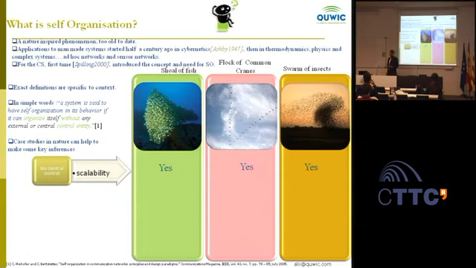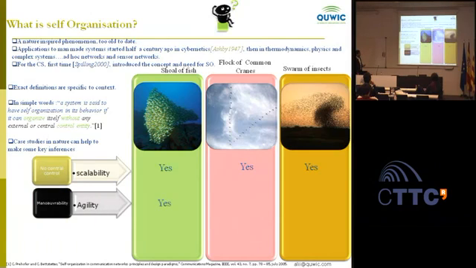Meaning you won't be able to identify a leader fish in the thousands of fish. You won't be able to identify a leader bird, or a leader insect. But still, they are behaving in a kind of coherent way without a leader.